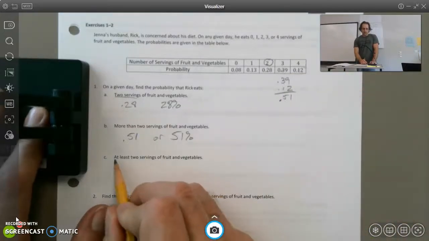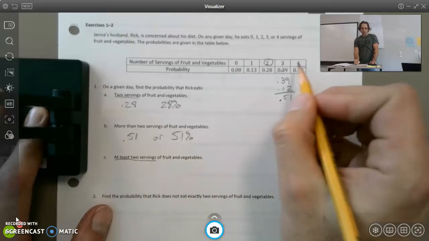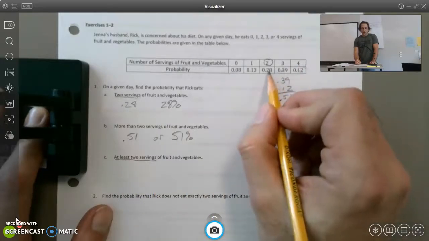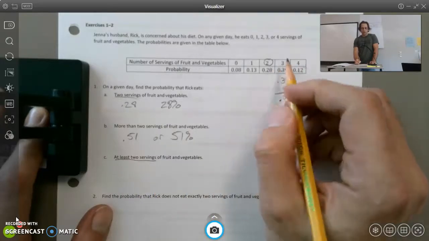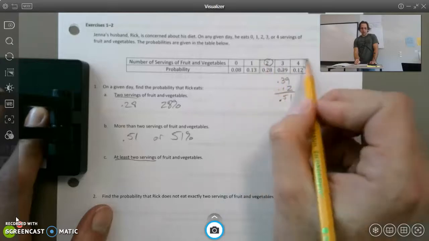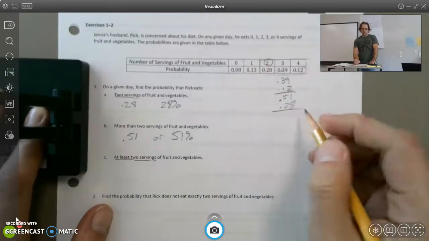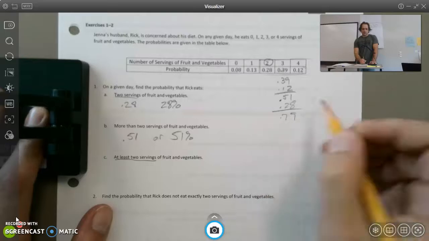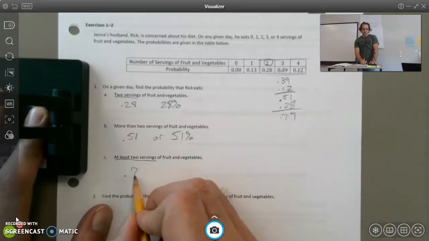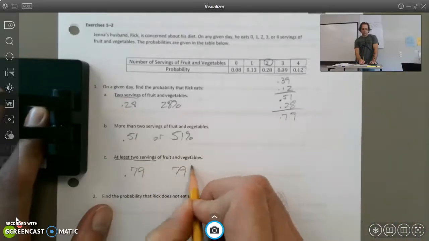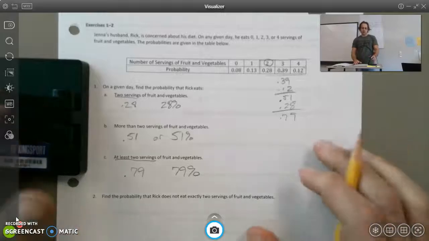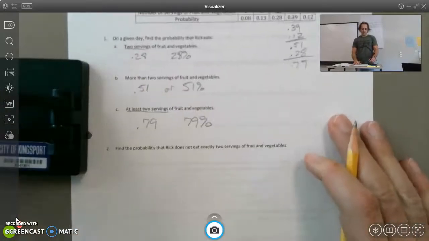At least 2 servings. So that would be 3 or 4. And 2 would be included in that as well. So at least 2 means 2, 3, or 4. So any of those numbers. So let's add an additional 28/100ths here. You get 79/100ths. So the probability, 79/100ths or 79% of the time, Rick eats at least 2.